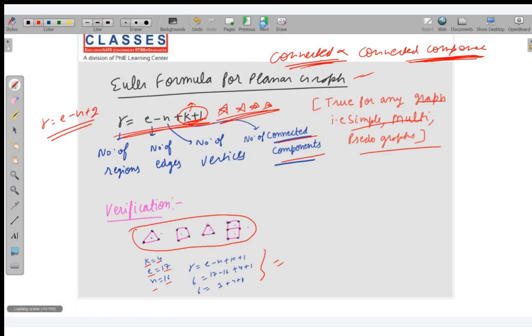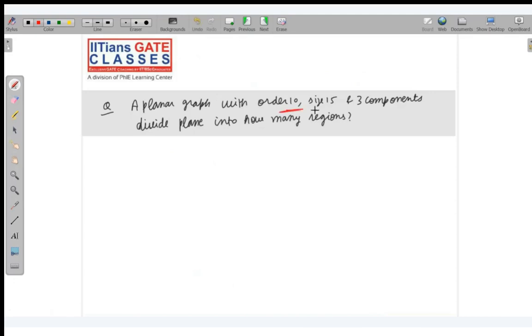Okay. So a planar graph with order 10, size 15, and 3 components divides the plane into how many regions? This type of question has been asked in GATE. Order 10 means the number of vertices is 10. Size 15 means the number of edges is 15. Connected components are 3. So R is equal to E minus N plus K plus 1. So edges are 15 minus 10 plus components 3 plus 1. So you can calculate it.